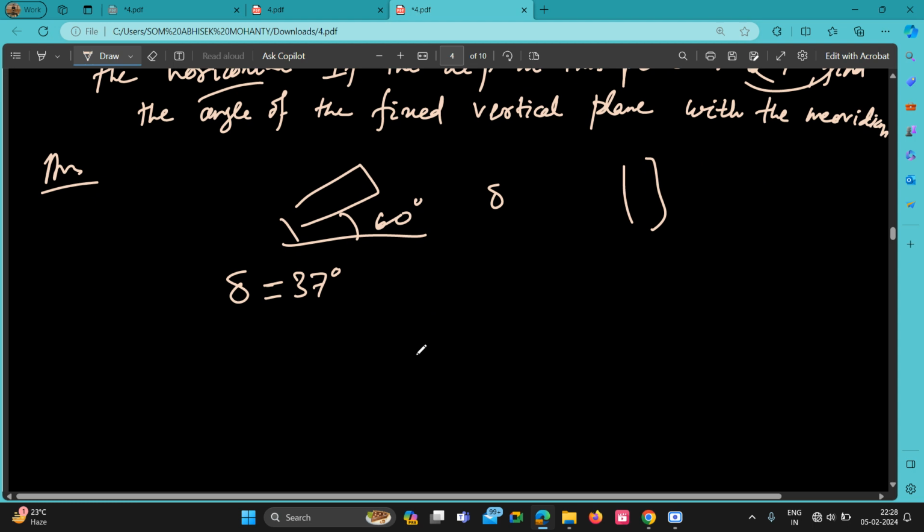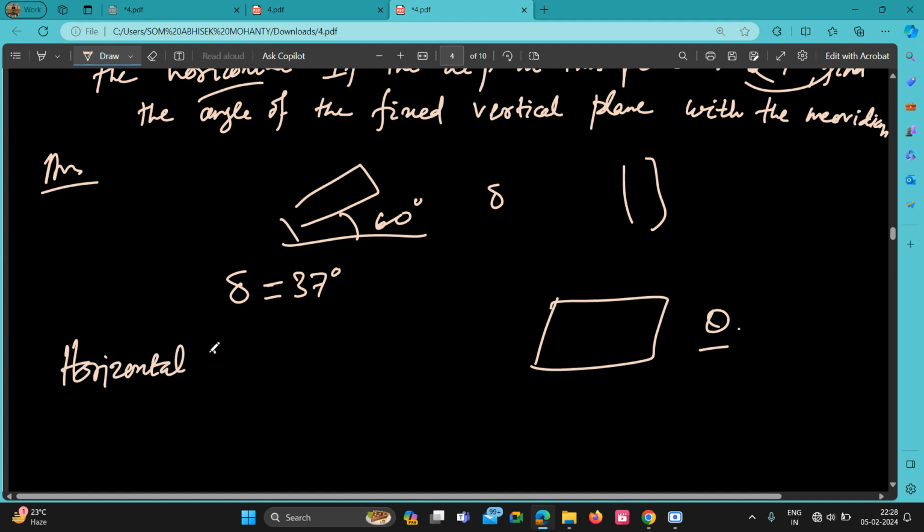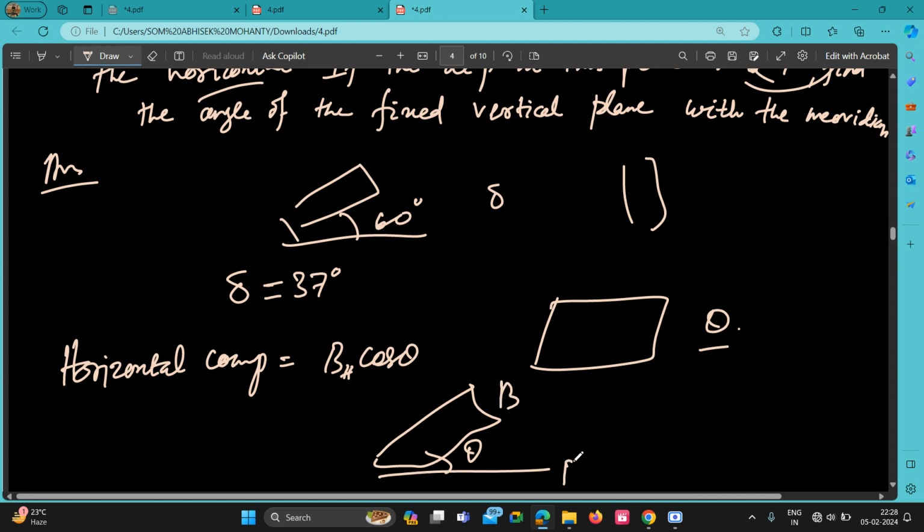See, if the vertical plane makes an angle theta with the meridian, the horizontal component of the earth's field will be how much? BH cos theta. It's making an angle theta with the horizontal. This is your B. So this will be your BH cos theta, isn't it? Yeah, horizontal BH cos theta. So the angle of dip is delta, 37 degree.